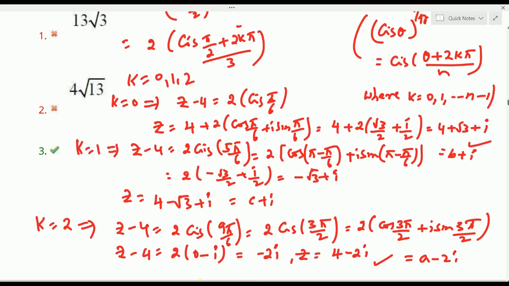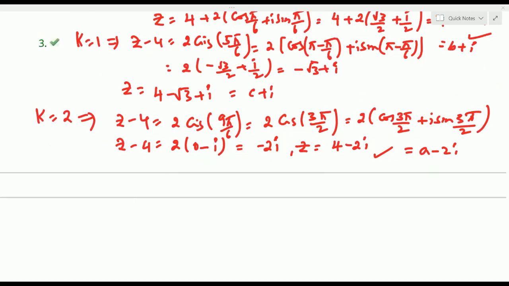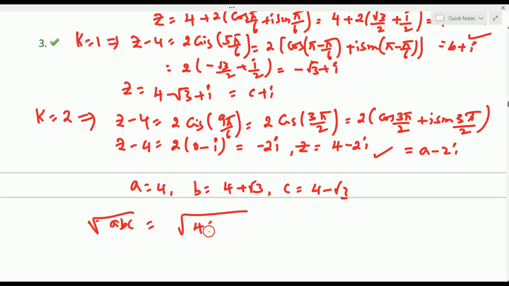We need the root over abc, let's see what that is. What are the a, b, c? a is 4, b is 4 plus root 3, c is 4 minus root 3. Now we want the cube root of the square root of abc. Square root of abc means square root of 4 into (4 plus root 3) into (4 minus root 3).